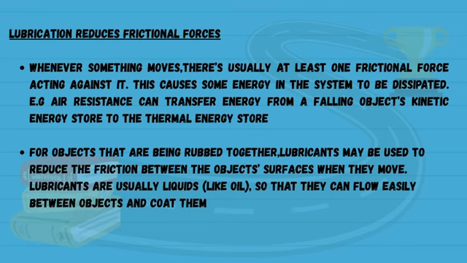Lubrication reduces frictional forces. Whenever something moves, there's usually at least one frictional force acting against it. This causes some energy in the system to be dissipated. For example, air resistance can transfer energy from a falling object's kinetic energy store to the thermal energy store. For objects that are rubbed together, lubricants may be used to reduce the friction between the object surfaces when they move. Lubricants are usually liquids like oil, so that they can flow easily between objects and coat them.